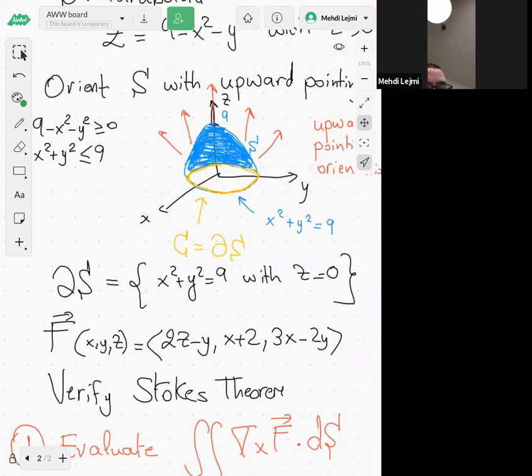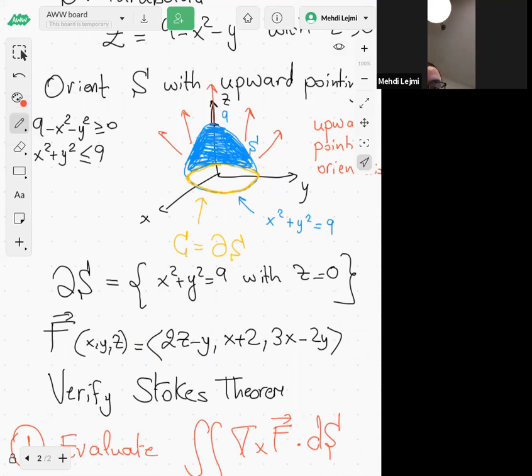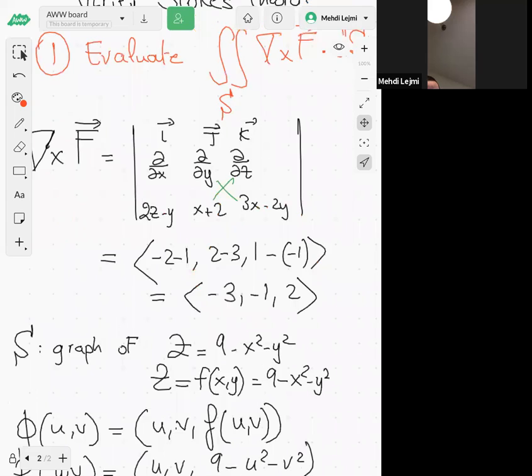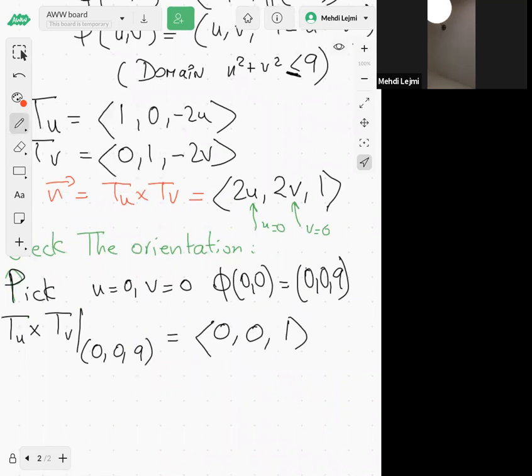You see here, this is my point (0, 0, 9), right? So if you draw the vector (0, 0, 1), it would be this vector, which is upward pointing. That's perfect, right? That's exactly the orientation we need. Any questions, guys, about this orientation? Nope. Okay, perfect. So this is good.